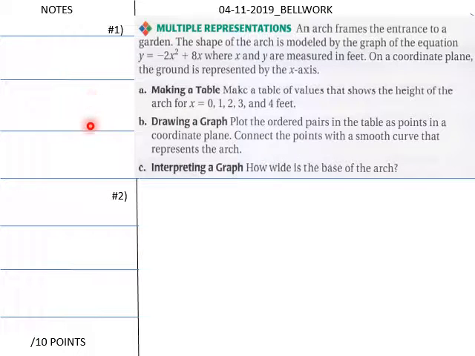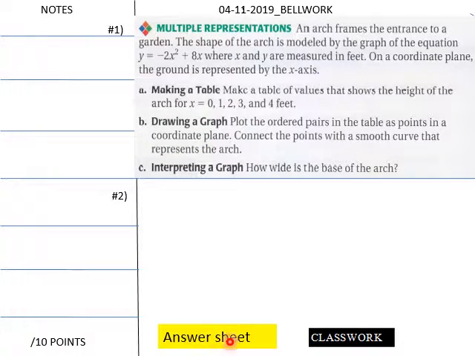Teachers, here is today's bell work: making a table, drawing a graph, interpreting the graph. So students, if you need an extra piece of paper, attach it to this classwork. And if you're doing this online, make sure to take a picture of your extra answer sheet and send that in as well. Give your students 6-7 minutes to do this one.